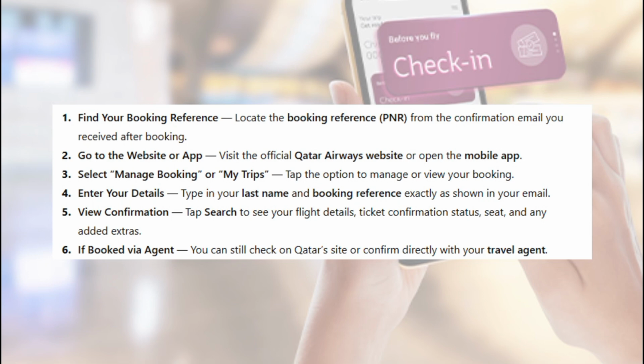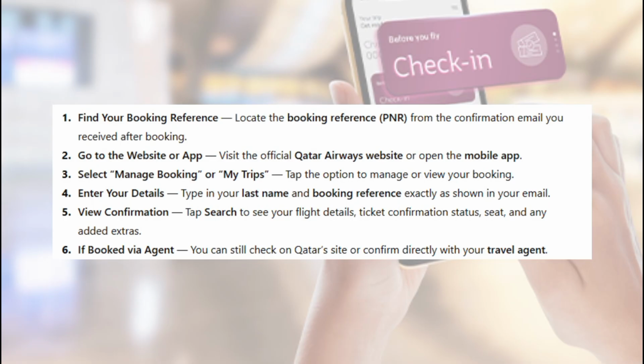Now, search for Manage Booking or My Trips option. If you found it, tap the option to manage or view your booking. Then, enter your details, type in your last name and booking reference exactly as shown in your email. Tap Search to see your flight details, ticket confirmation status, seat, and any added extras.